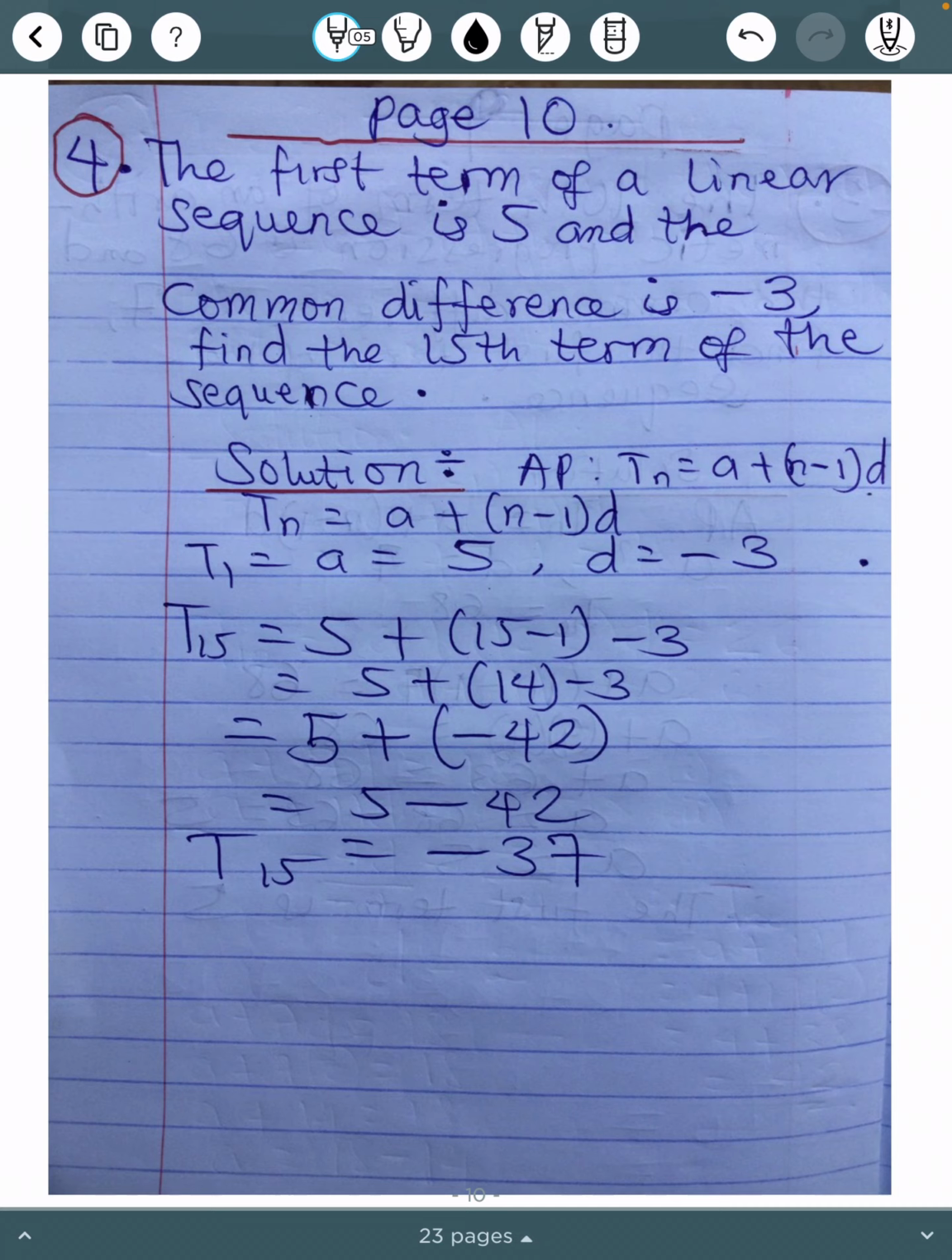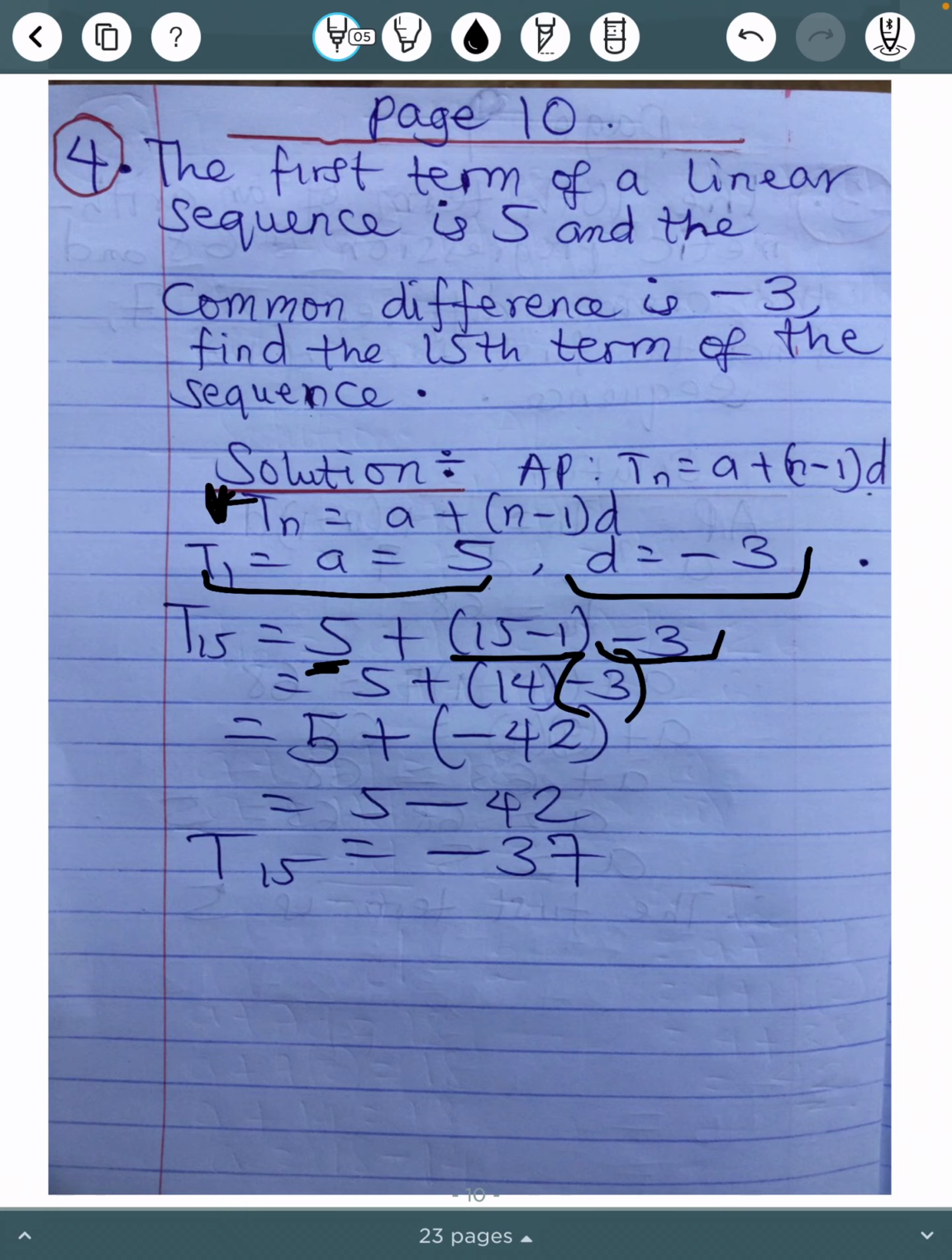Now, question 4 says the first term of a linear sequence is 5, and the common difference is -3. So here in this question, I have the first term, a, 5. I have the common difference, d, -3. So I can get T15 by using Tn is a plus n minus 1 d. So T15 will be a, which is 5, plus 15 minus 1 times d, which is -3. So that gives me 5 plus 14 times -3.